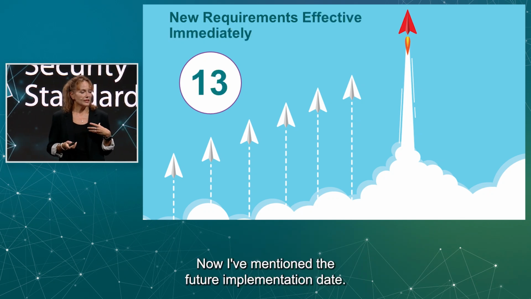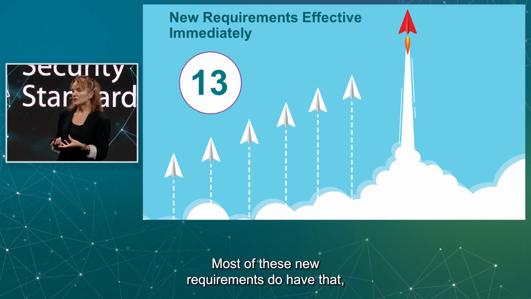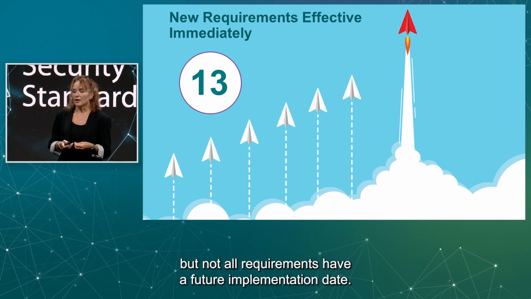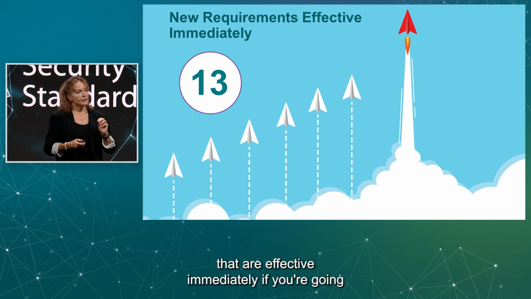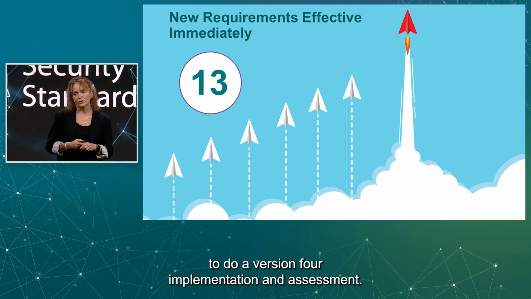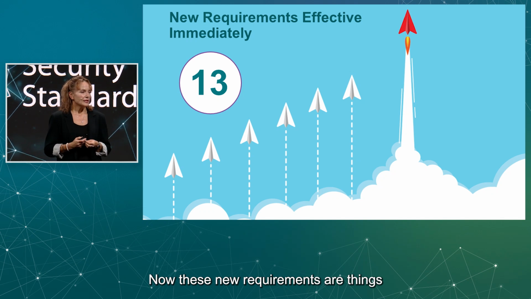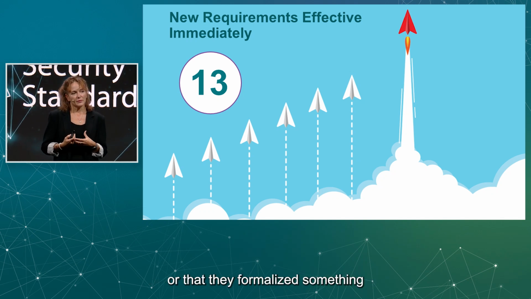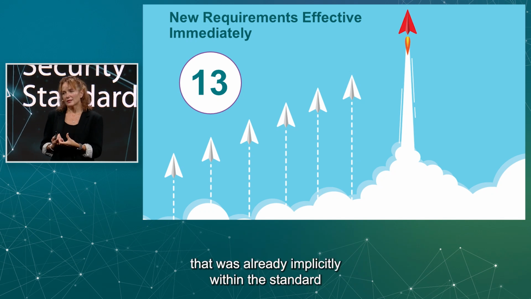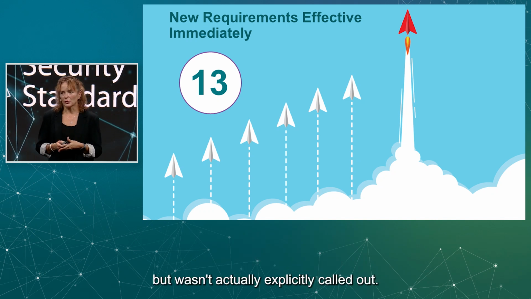Now, I've mentioned the future implementation date. Most of these new requirements do have that. But not all requirements have a future implementation date. There are 13 new requirements added to the standard that are effective immediately if you're going to do a version 4 implementation and assessment. Now, these new requirements are things like documentation level requirements, or that they formalize something that was already implicitly within the standard but wasn't actually explicitly called out.